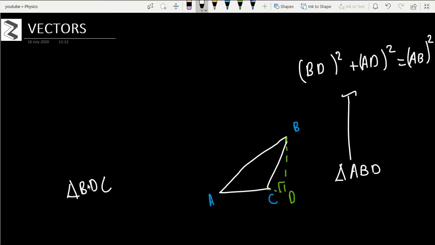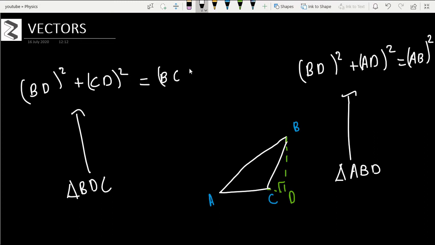BDC, which will be BD square plus CD square is equal to BC square. We got these two formulas. So in this formula, we can get also two more formulas. So AD is equal to AC plus CD. Okay, we got this also.